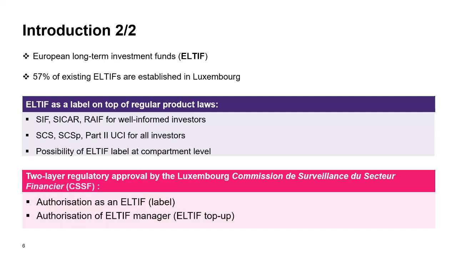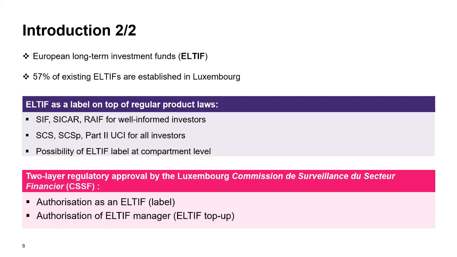Of course, if you are deciding for a SIF, SICAR, or RAIF, you are limited to well-informed investors. So even if the ELTIF would allow you to have a broader investor base, you still need to comply with the restrictions of the product law. If then you intend to raise funds from retail investors, the Part 2 fund, Part 2 UCI, is usually the way to go. And there are discussions around the possibility to use non-regulated SCS or SCSp as the possibility to raise funds as well from retail investors under the ELTIF label, but there are certain constraints because, of course, there is specific guidance from the regulator, notably the CSSF, restricting to a certain extent distribution to non-professionals for those non-regulated funds.